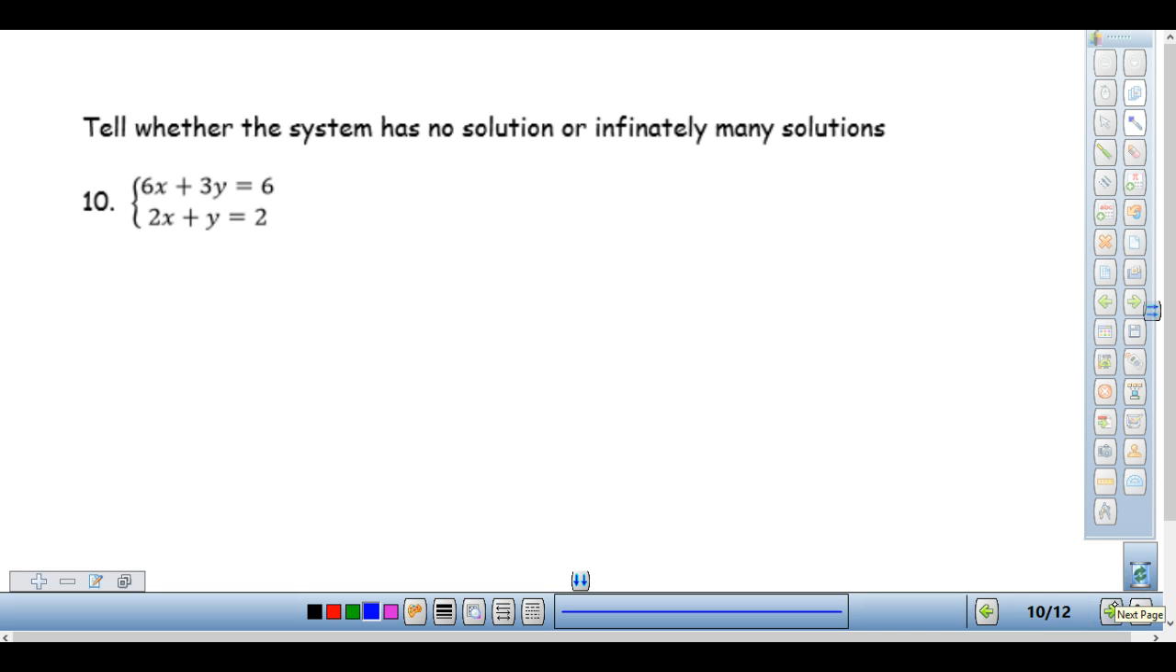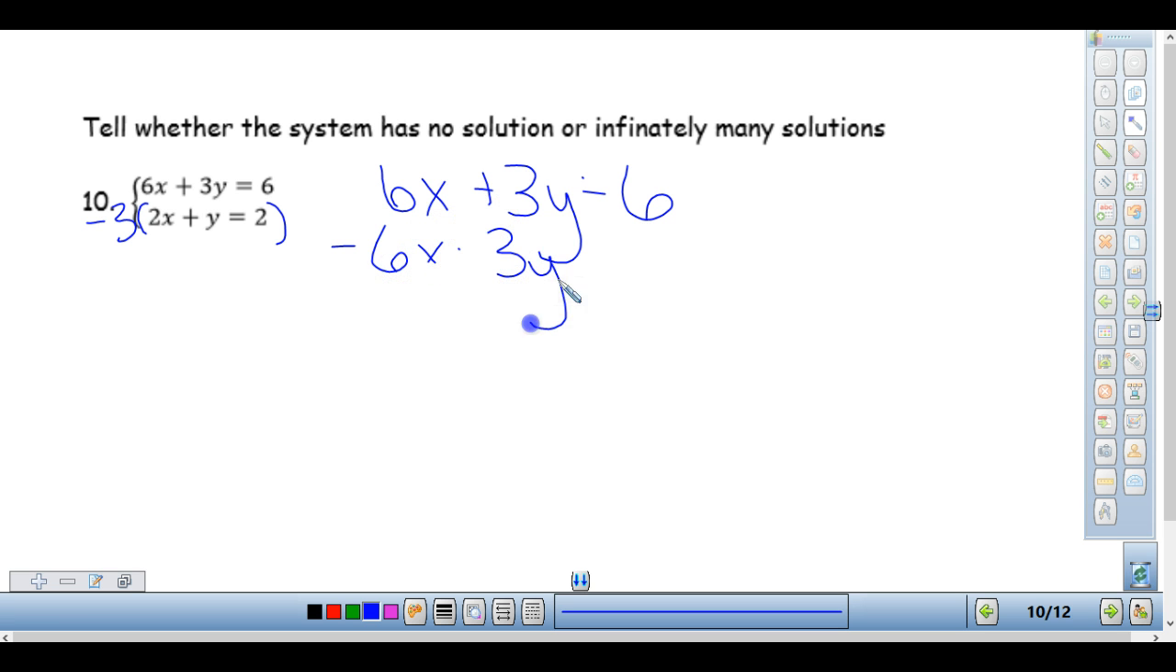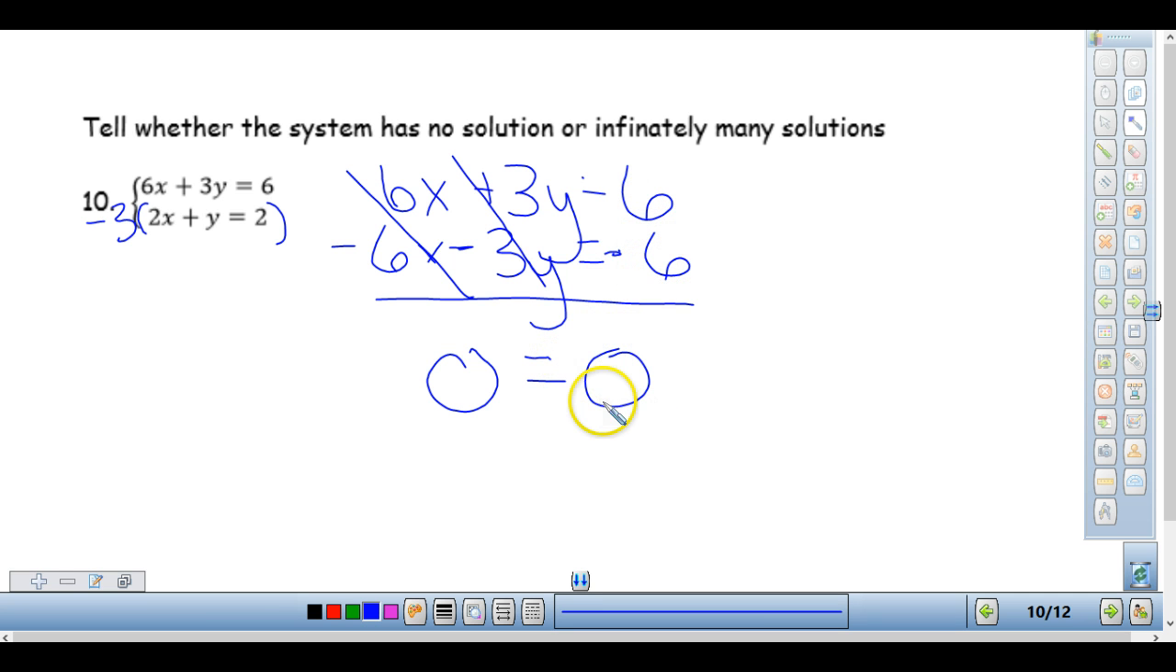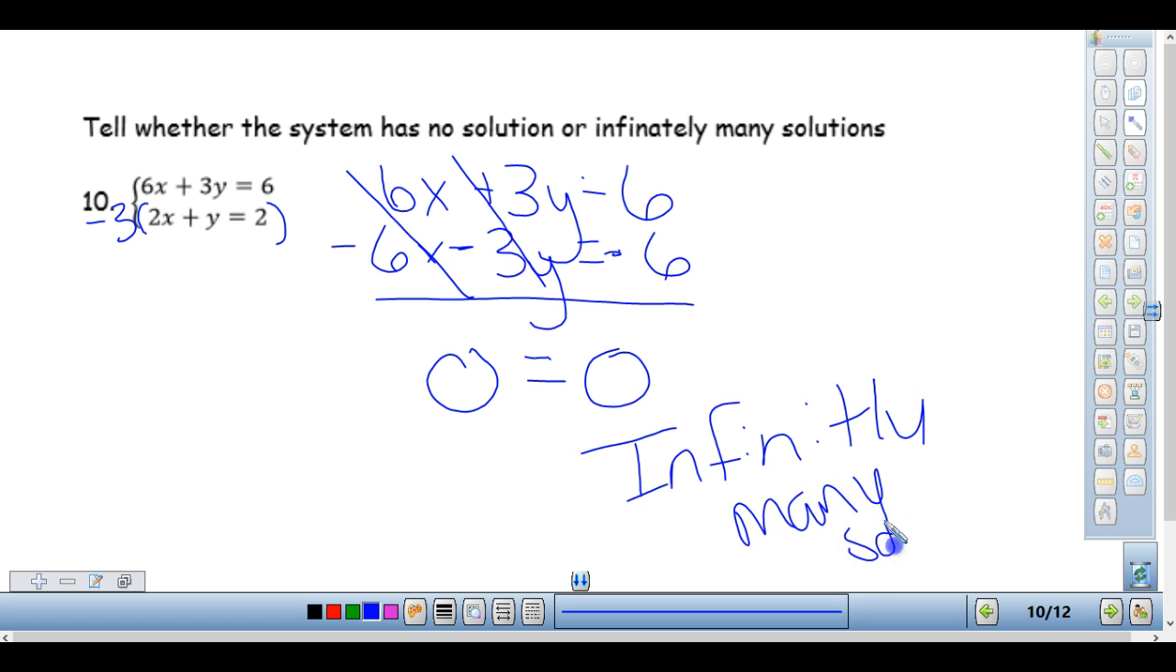Number 10. Okay, now they want to know, does it have no solution or infinitely many solutions? So I've got to multiply the bottom by -3. So on the top I've got 6x plus 3y equals 6. On the bottom I've got -6x minus 3y equals -6. So my x's and my y's cancel. We've got 0 equals 6 plus -6 is 0. That is a true statement. So we have infinitely many solutions.